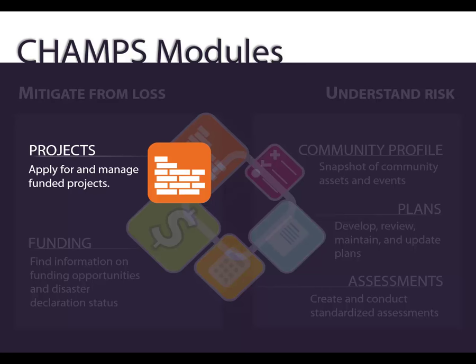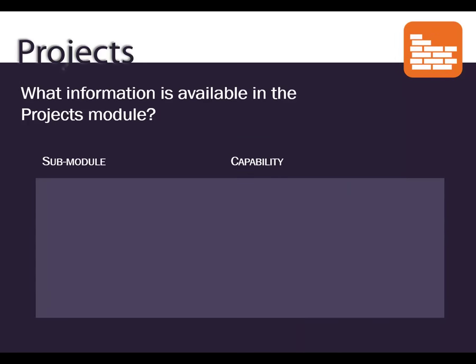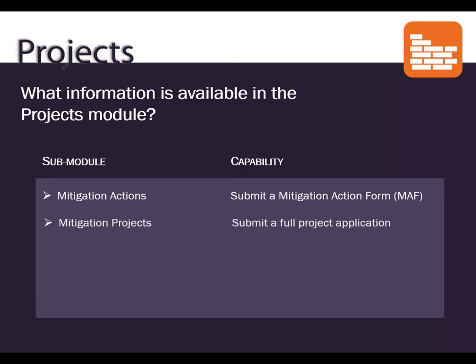Here is shown the menu structure of the projects module as it appears in CHAMPS, showing the submodule menu dropdown. Here there are 4 submodules: Mitigation Actions, Mitigation Projects, Projects Overview, and Projects Builder. Here shows the 4 submodules in projects and their capabilities.